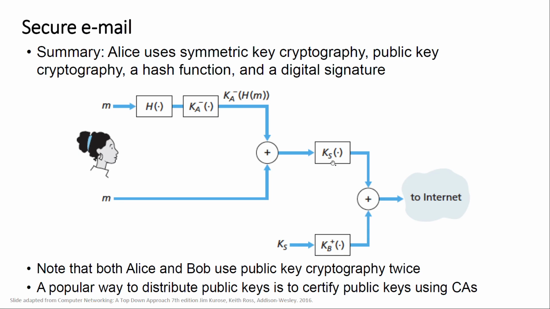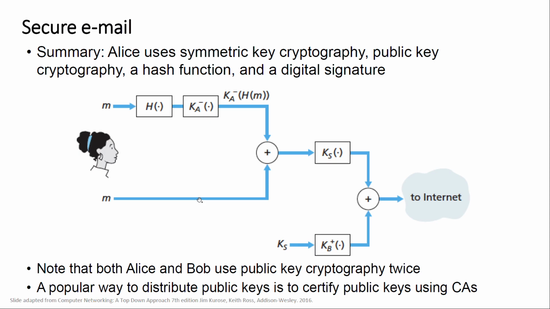Now she performs symmetric key encryption and encrypts using a key, in this case called KS. So she encrypts both the message and the digitally signed hash. Now she can send it to Bob, but Bob doesn't know the session key, so she also encrypts it by using Bob's public key and sends it through the internet. So note that both Alice and Bob use public key cryptography twice, one here and the second one is here.